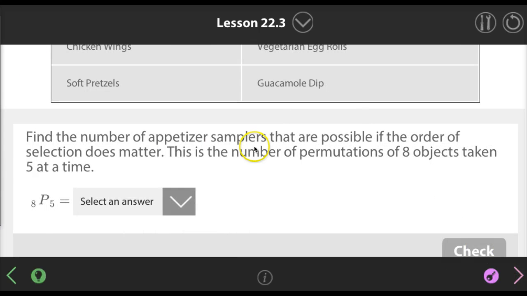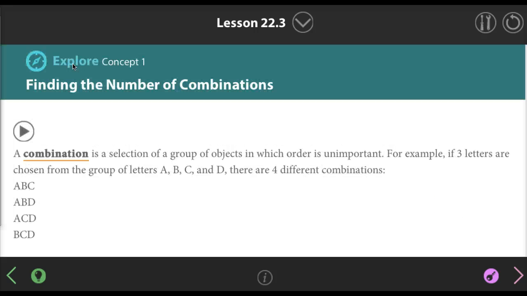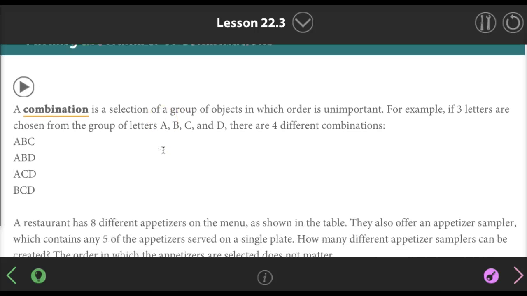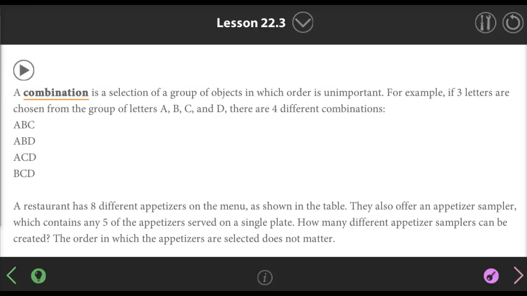So then let's take a look over here. This is something you have to write down, obviously, right? So a combination is a selection of a group of objects in which order is not important. Okay, so for example, if three letters are chosen from the group of letters A, B, C, and D, there are four different combinations, and there's only four of them.